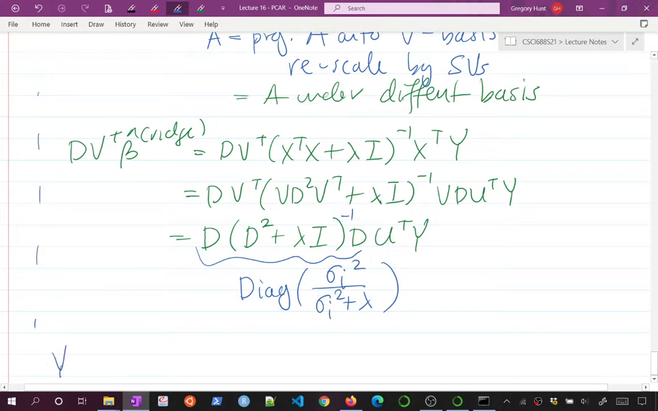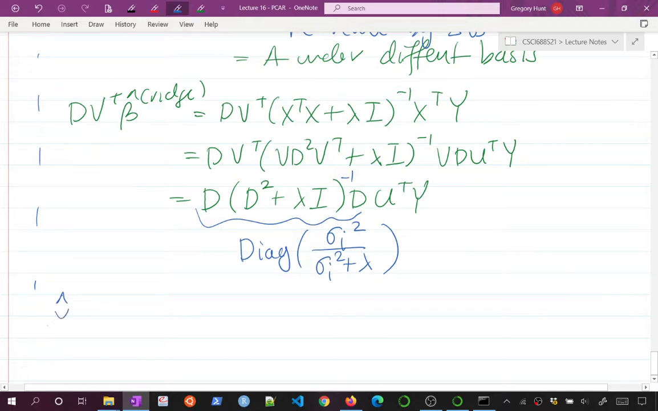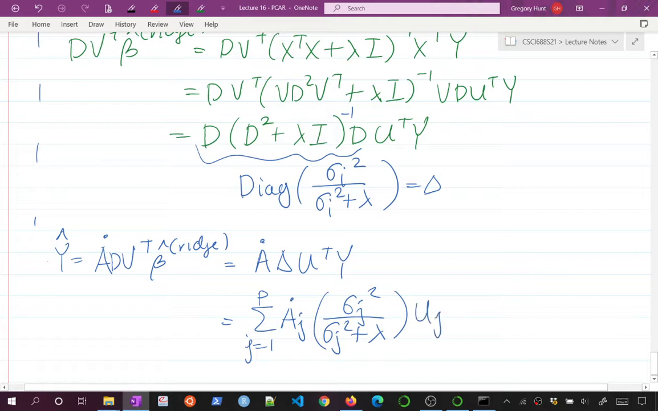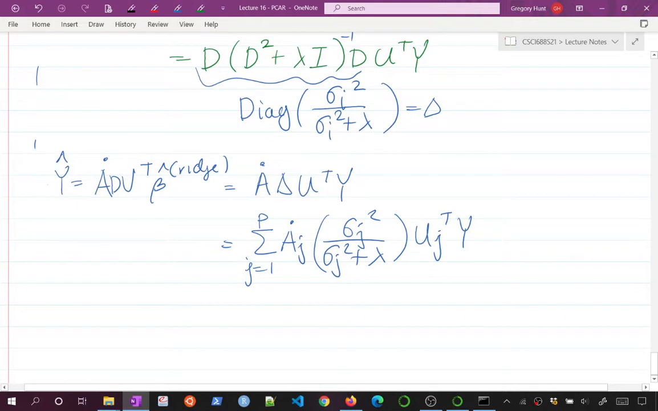And so if I bring down my y hat now, it was basically this A thought about in the original basis times V transpose beta hat ridge, or dV. There we go, we get this D. So it's basically A dot times, let's call this thing delta, U transpose Y. And we can write this out as the sum from j goes 1 to p of the jth column of A dot times the jth element of this diagonal matrix, times Uj transpose Y. So that's just some linear algebra writing it out that way.